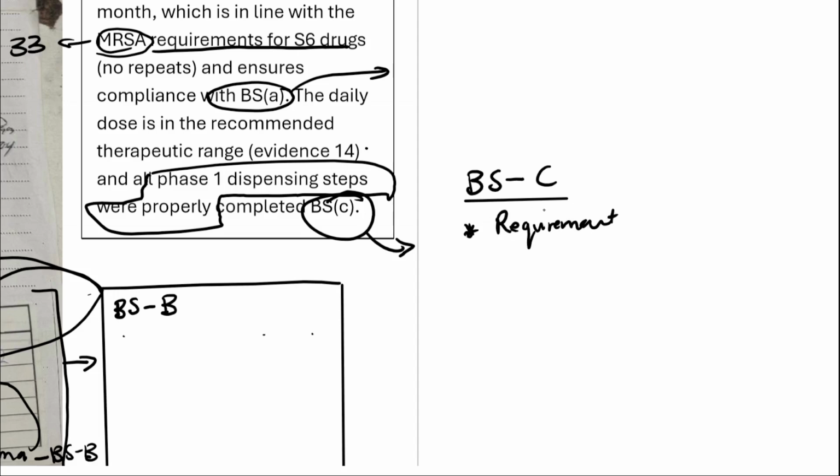Behavior statement C says that you must apply amended legislation. Keep abreast of amended legislation and apply all relevant sections accordingly. So you're saying that all phases of dispensing were properly completed, behavior statement C. What does that mean? How did you apply the law in behavioral statement C? So in this case, this requirement for behavioral statement C is not met. Let's say equals not met. Okay. It's not met because the requirement and what is being provided does not actually match.